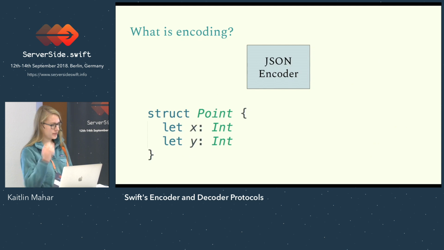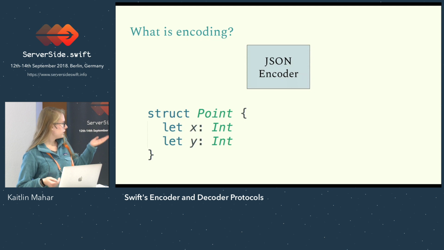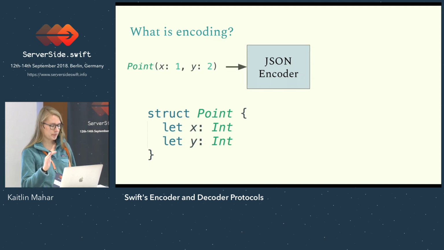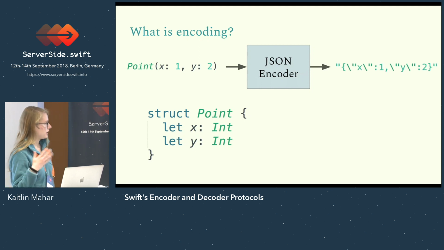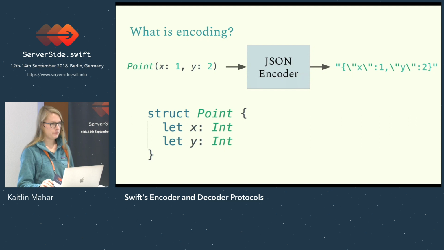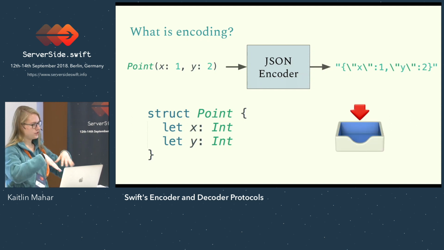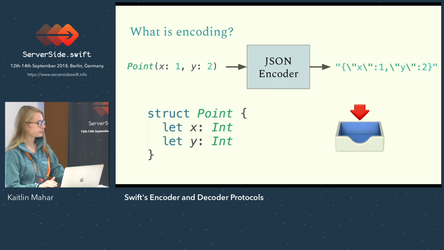So a concrete example of this in Swift is the JSON encoder. Say I have this struct for a point that has x and y values. I could start off with an instance of that point, put it into the encoder, and I get out this JSON string that corresponds to the point. So when I talk about encoding throughout this talk, I want you to think about putting values into an encoder. We are putting the Swift type in and getting something else out.